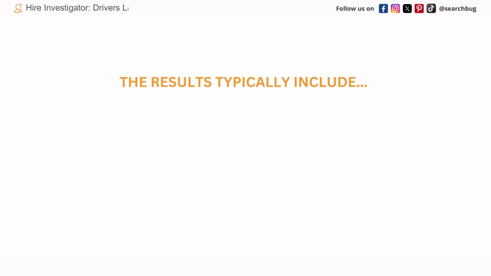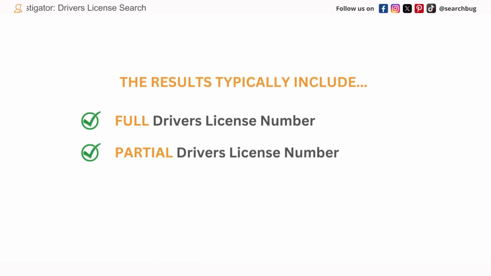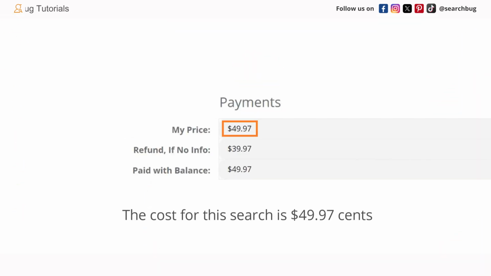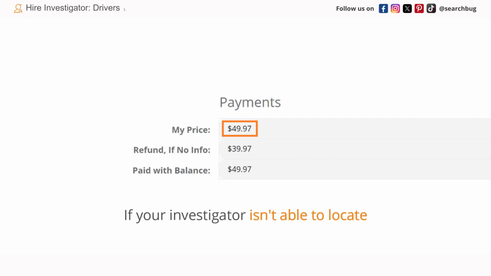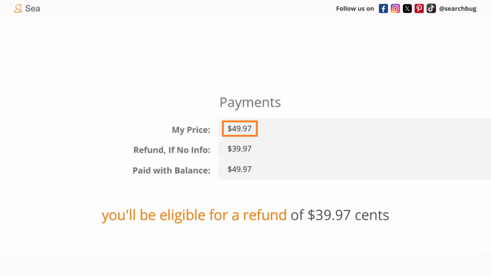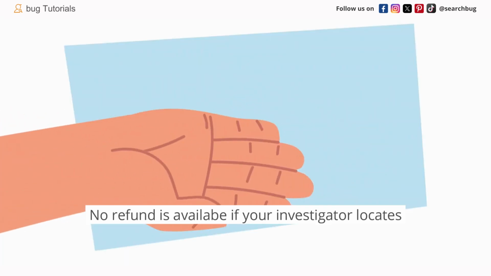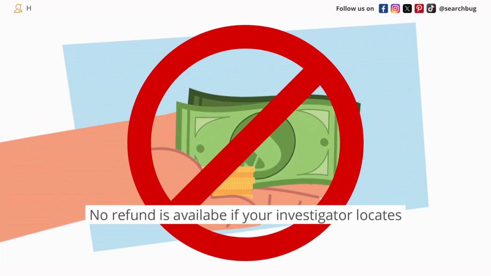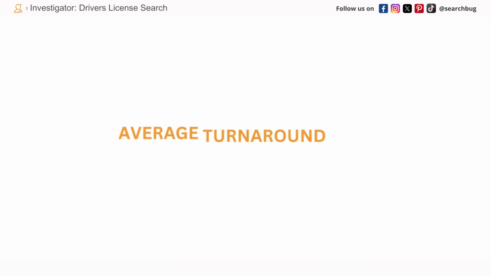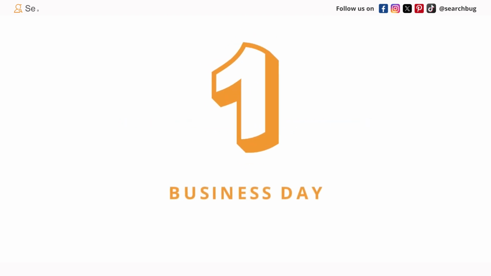So the results typically include a full, partial, or truncated driver's license number depending on the state and DMV. So the cost for the search is $49.97. If your investigator is unable to locate your subject's driver's license number, you will be eligible for a refund of $39.97. No refund is available if your investigator locates any vehicle information associated with your subject. Lastly, the average turnaround time for this search is 1 business day only.